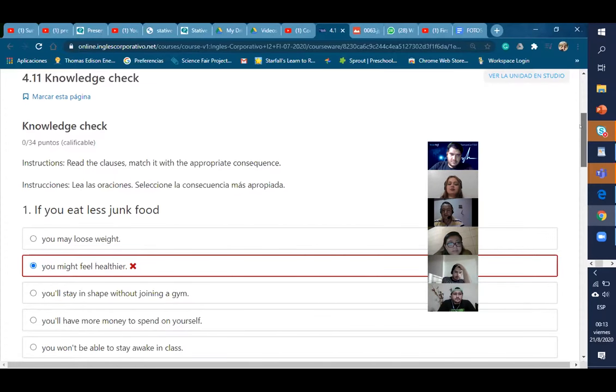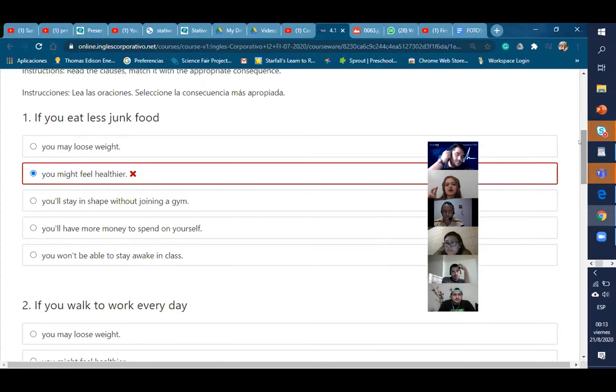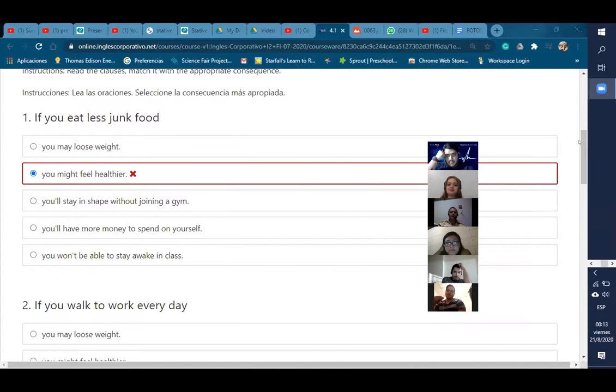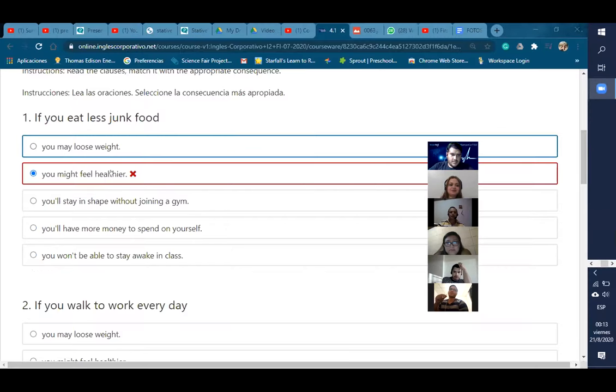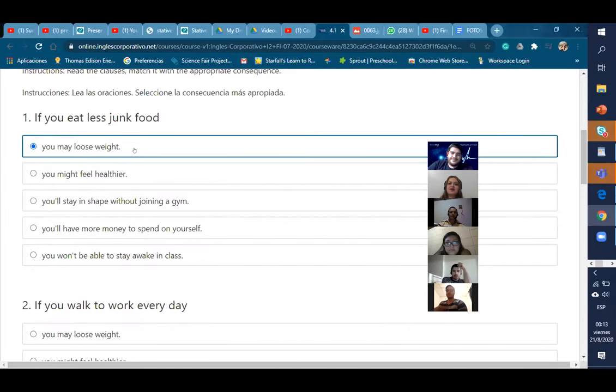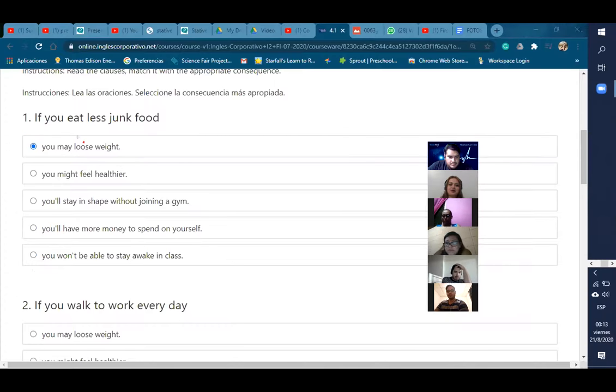Uh-huh. Okay, let's complete the sentence. We have the cause. I need the effect. Okay, David, number one. Number one, if you eat less junk food, and the answer is you may lose weight. You may lose weight, yes. This is 1-0, by the way, guys, lose. Okay, because lose, double O is flojo, okay? Lose with 1-0 is perder, so only one. Okay. All right, number two, Vanessa.